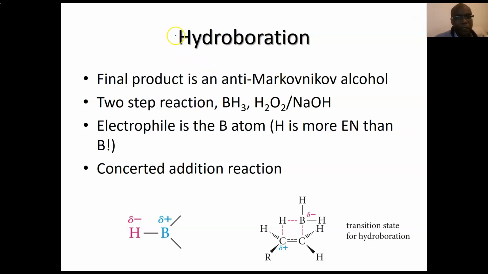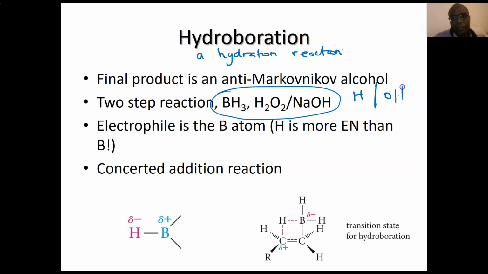Okay, the other one is hydroboration. This is technically a hydration reaction, but you are using a specific combination of reagents, which is this. So typically you are just adding H and OH. That's the shortcut. The problem is this one will be anti-Markovnikov. Which means the hydrogen will end up where there's less hydrogens, and OH will end up where there's more hydrogens across the double bond. So it's anti-Markovnikov hydration. Okay.